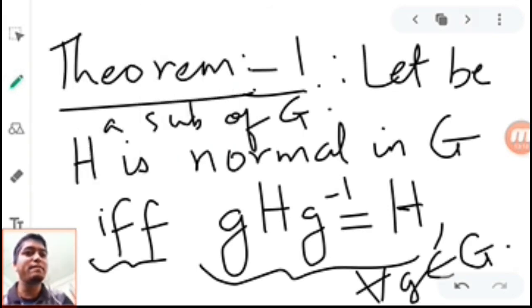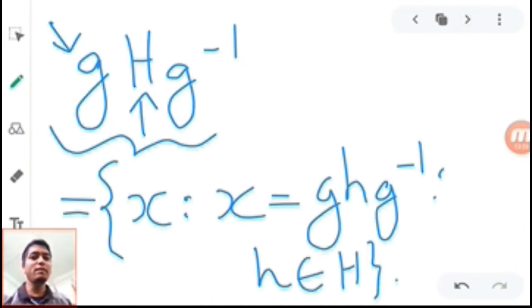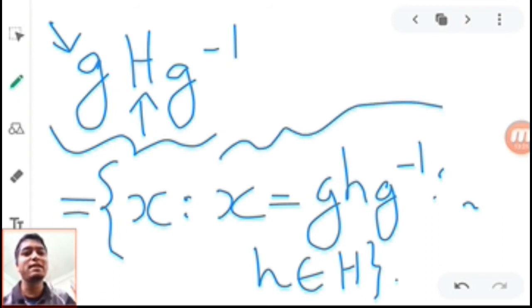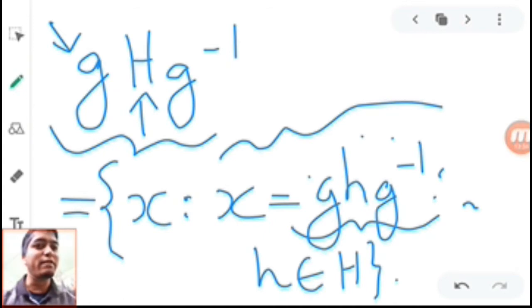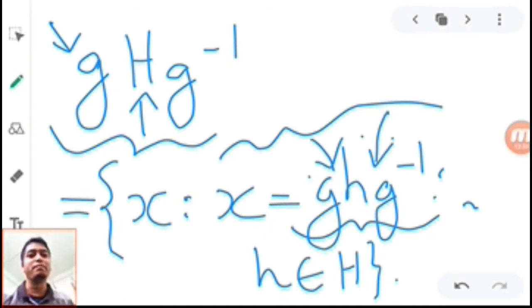All right. So this set g H g inverse has this form. It consists of all elements x which can be written as an element of G times an element of H times g inverse. Again, in between is the operation of the group. Similarly over here, you can think of it as the operation of the group. So I think this is also clear.